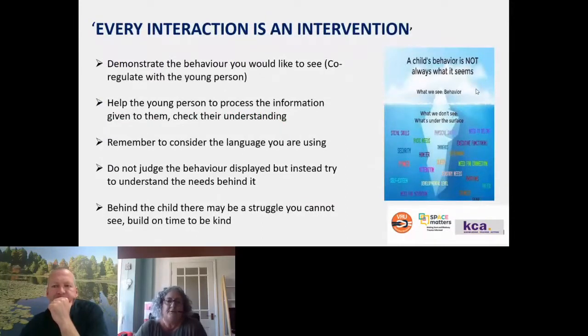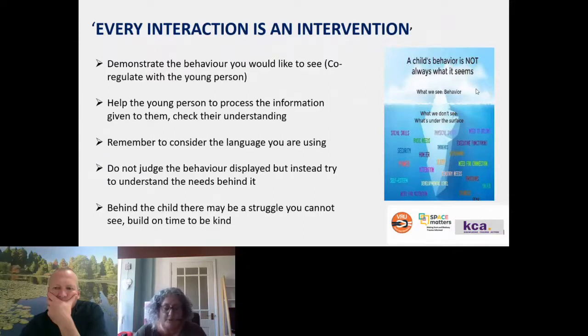And this is for us as professionals. Every interaction is an intervention, and it's very telling that we use the iceberg model. We see a behaviour, but underneath that is all the other things that we need to consider. So we need to support them around positive behaviours. We need to use positive language. We can support them to make connections, and we can support them to increase their ability to regulate.